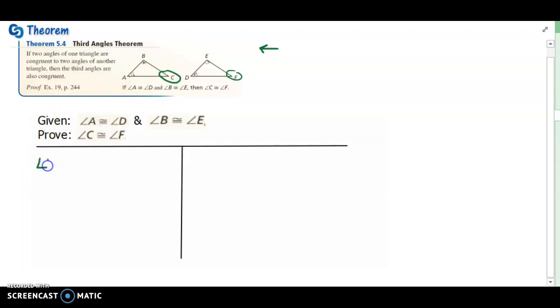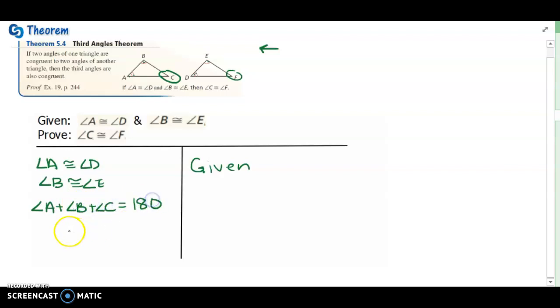So we're given that angle A is congruent to angle D, and we're given that angle B is congruent to angle E. Okay, that is given. And we want to prove that angle C is congruent to angle F. All right, so looking up here, I can tell you that angle A plus angle B plus angle C is equal to 180. And I can also tell you that angle E plus angle D plus angle F is equal to 180.